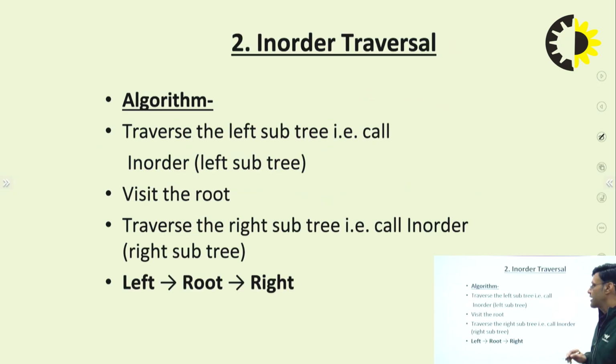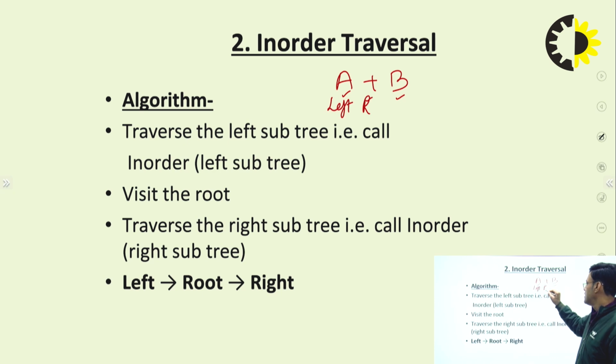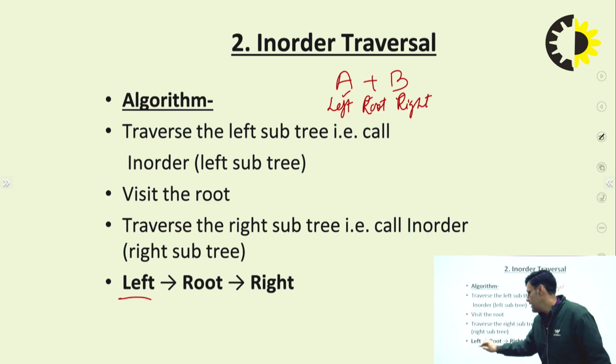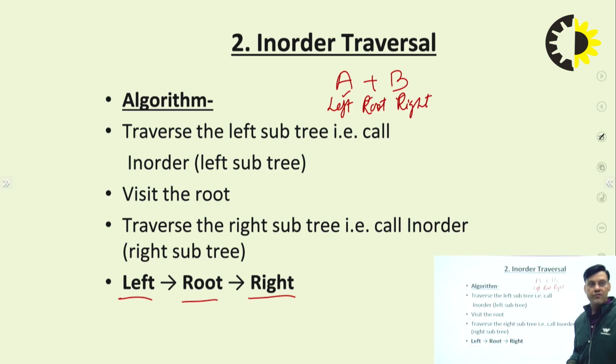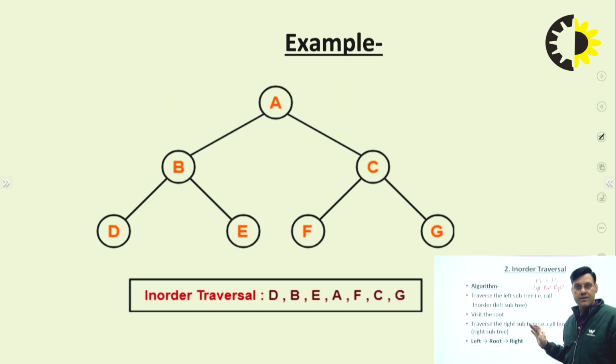Now next, in-order traversal. Simply, in-order means infix. So infix means A plus B: operand, operator, operand. So here it is left, root, right. This you have to remember. Left, root, right. We will traverse again in the same manner. It will call recursively. We travel the left subtree in order, visit the root, then the right subtree. I think we can directly go to the example so that you can understand it.